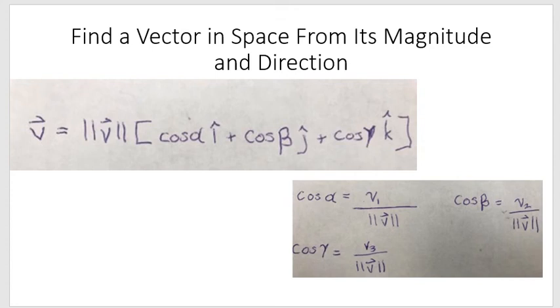Find a vector in space from its magnitude and direction. This is like that Amy and Johan thing, where they're just wrong, saying that they don't have their vector even though they have all these other things.